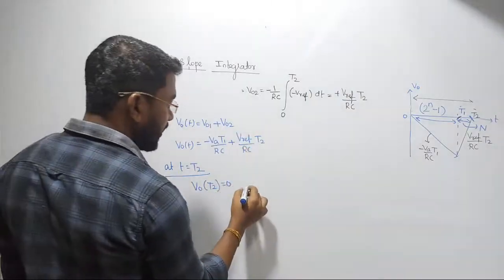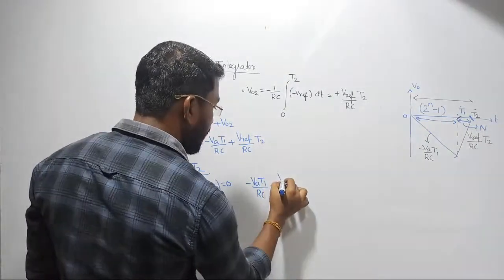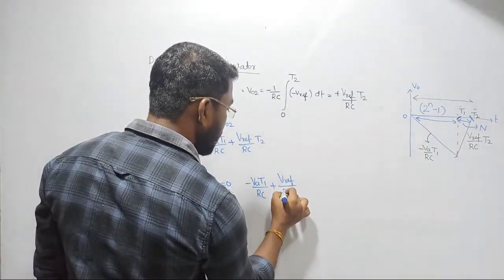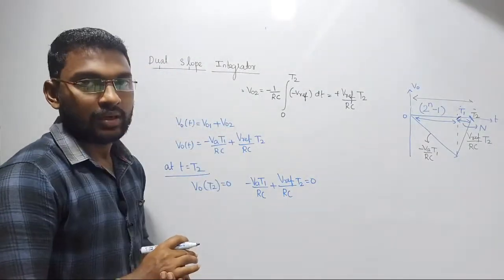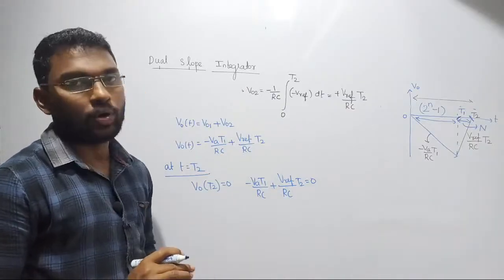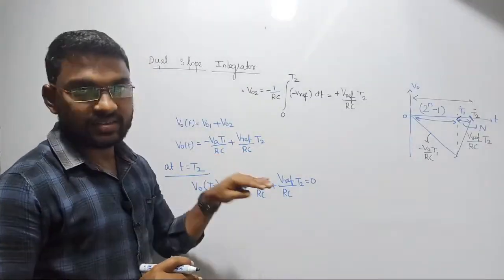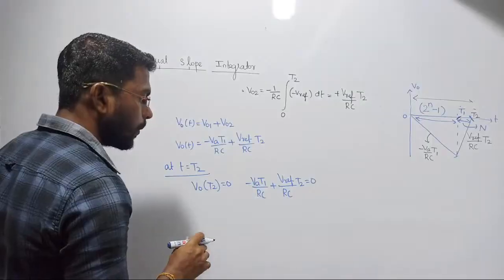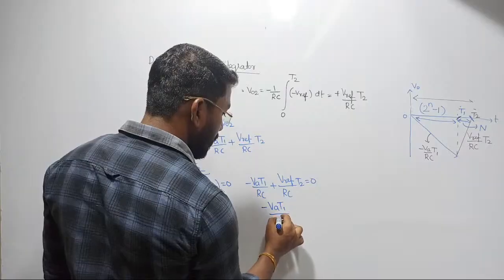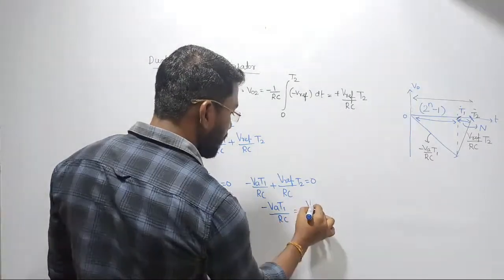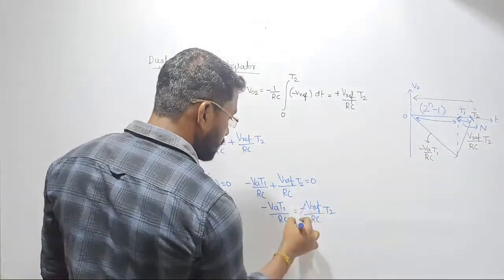Or otherwise you can take this expression: minus VA T1 upon R into C plus V reference upon R into C into T2 will become equal to 0. That is the point where your counter stops. That is, end of conversion is completely over. First it is counting the data and then it is resetting the data. All operations are over here. Finally, to reduce this expression, you are going to get analog voltage VA into T1 upon R into C equal to, passing this term to the right side, minus R into C into T2. Minus minus gets cancelled.